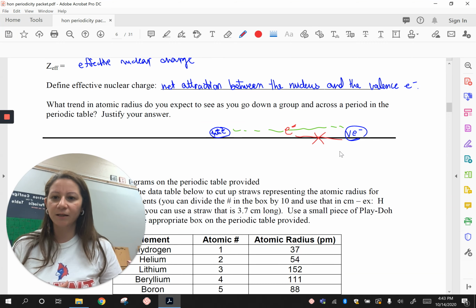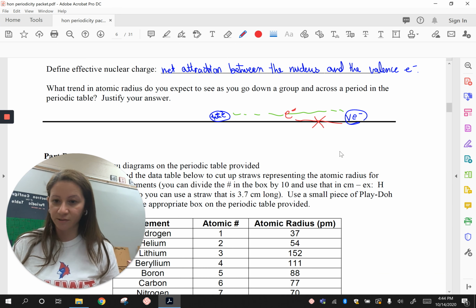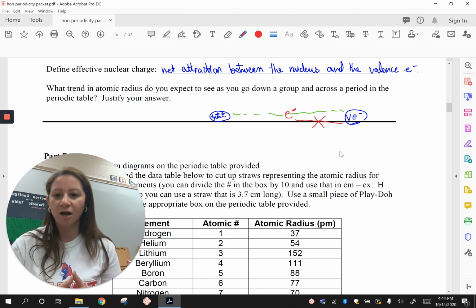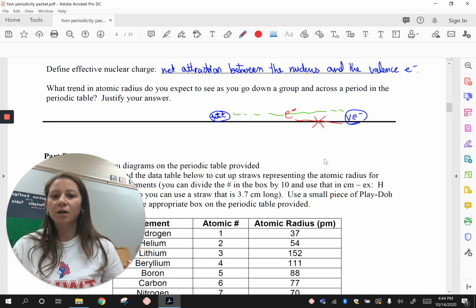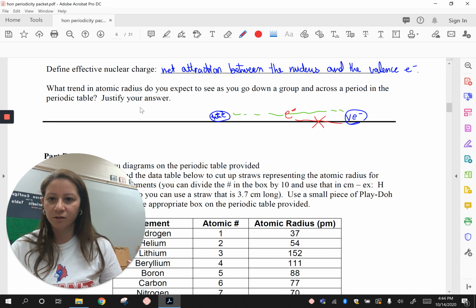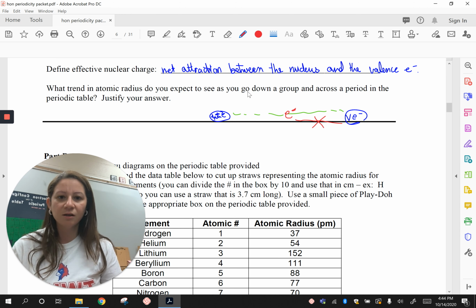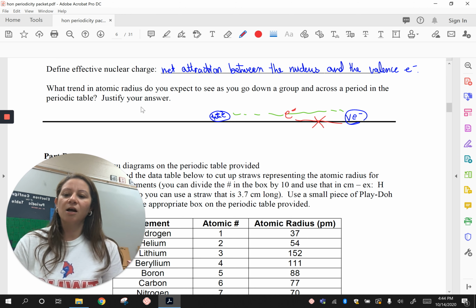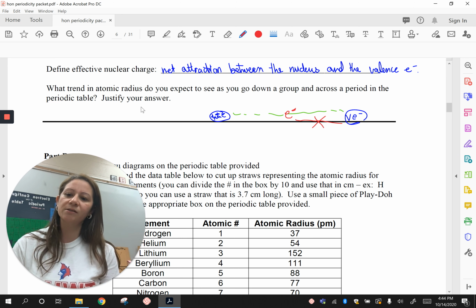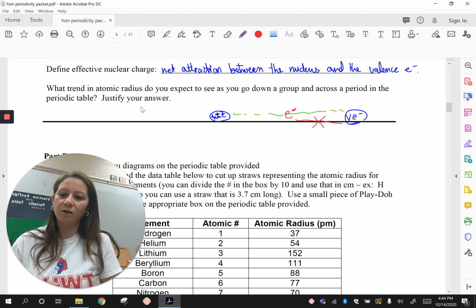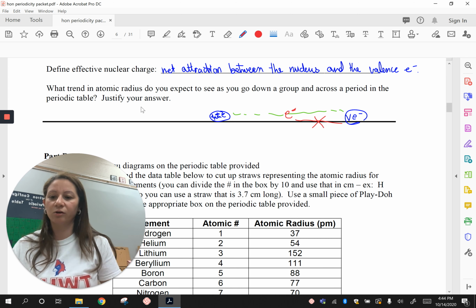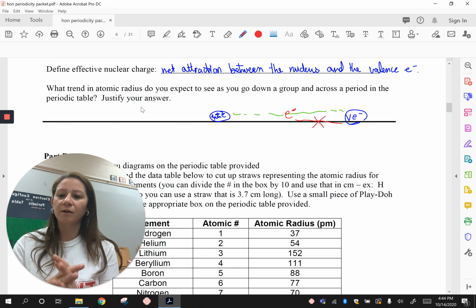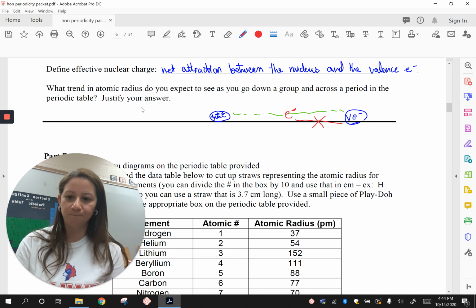So let's think about what the trend is in these properties as you go across a period in the periodic table, and as you go down a group. This question tells you: what trend in atomic radius do you expect to see as you go down a group and across a period in the periodic table? Justify your answer. I want you to take a few seconds to think about this. Would the atomic radius, or size, increase or decrease as you go across the period and down a group on the periodic table? Pause the video, think about it for a second, and then replay the video again.